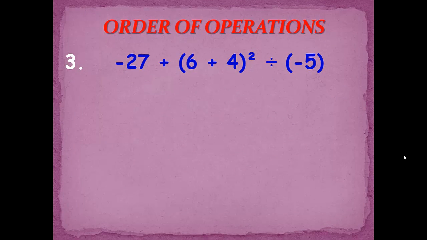For our third problem, we have -27 plus the quantity 6 plus 4 squared divided by -5. Our first step is parentheses, so we'll do 6 plus 4. So we have -27 plus 6 plus 4, which is 10. That answer is going to then be squared divided by -5.